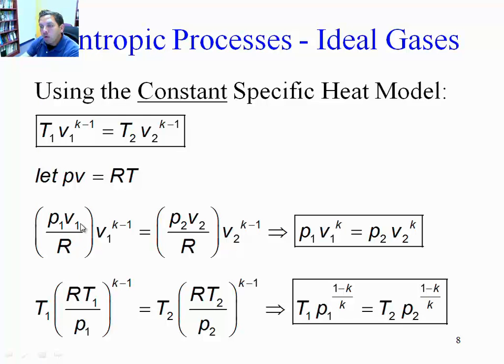This will be P1 times V1 to the K minus 1. And notice that V1 times V1 to the K minus 1, the minus 1 will go away with the 1 on this V1, and the minus 1 will go away with the power of 1 on this V2. So at the end of the day, we get P1 V1 to the power of K is equal to P2 V2 to the power of K. That's where that equation comes from. This is the equation of an isentropic process that we derived many lectures ago. This is exactly where it comes from. P1 V1 to the K is equal to P2 V2 to the K.